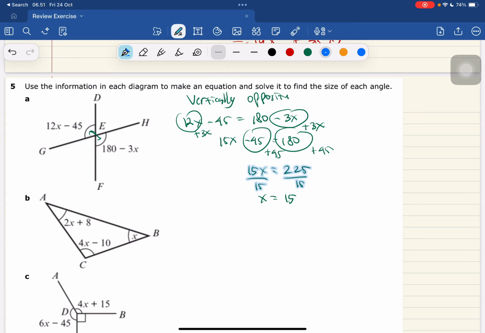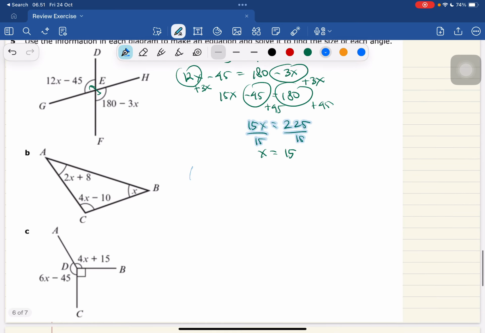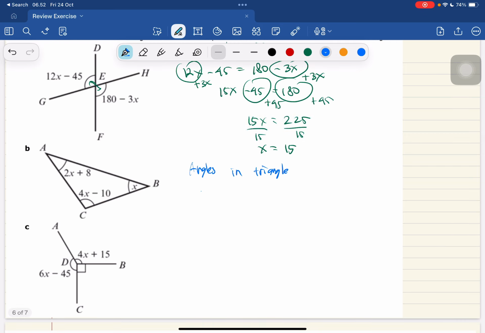Next, remember this is angles in a triangle. So in total, 180. So 2x plus 8, and then plus 4x minus 10, plus x. This total of 180. So how many x are there? 2x plus 4x is 6x, and x is going to be 7x. 8 minus 10 is minus 2, equal to 180.